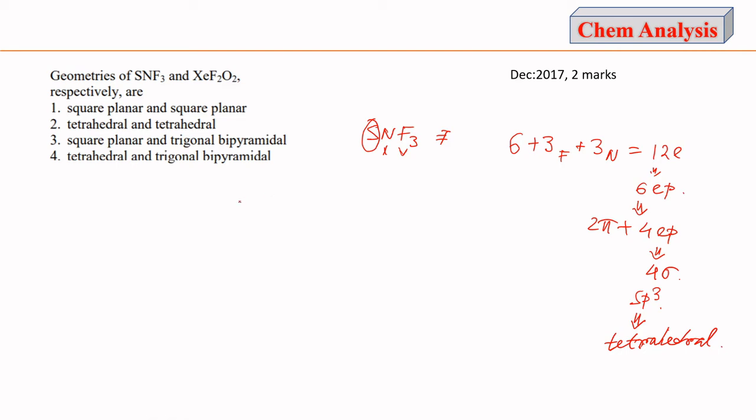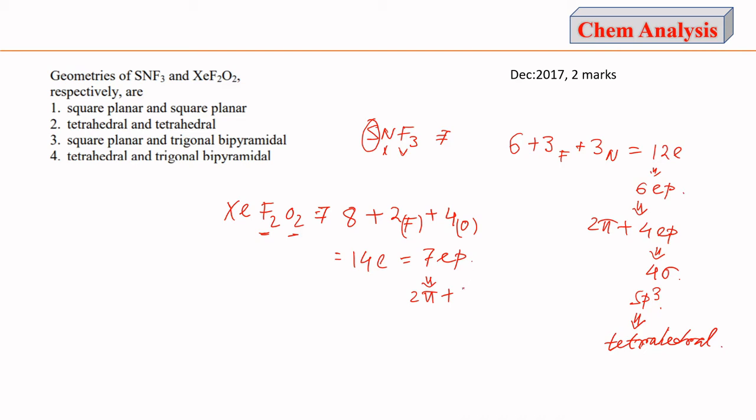In the next case, XeO2F2, central atom xenon will contribute 8 electrons, 2 fluorine atoms contribute 2 electrons, and 2 oxygen atoms will contribute total 4 electrons, since each oxygen is contributing 2 electrons. So in total there will be 14 electrons and 7 electron pairs, and among these there will be 2 pi bonds between oxygen and xenon. So 2 pi bonds, and among the remaining 5 electron pairs there will be 4 sigma bonds and 1 lone pair. And since 4 sigma bonds and 1 lone pair, that means hybridization will be sp3d, that is trigonal bipyramidal. Okay, so we can see that option number 4 is the correct answer.